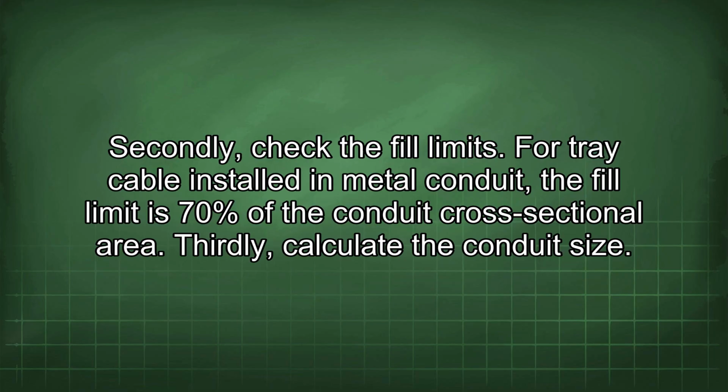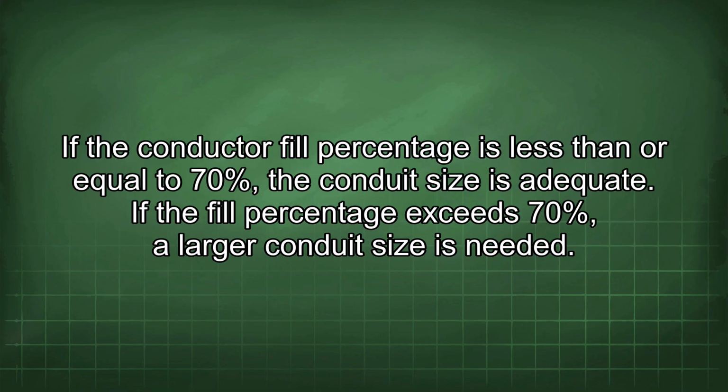Secondly, check the fill limits. For tray cable installed in metal conduit, the fill limit is 70% of the conduit cross-sectional area. Thirdly, calculate the conduit size. If the conductor fill percentage is less than or equal to 70%, the conduit size is adequate. If the fill percentage exceeds 70%, a larger conduit size is needed.